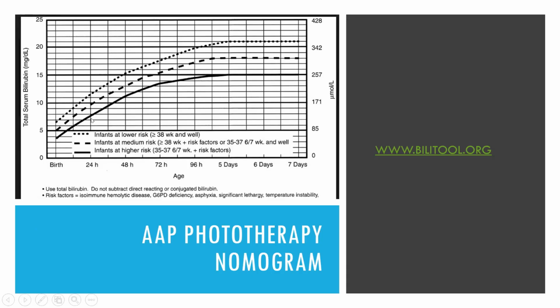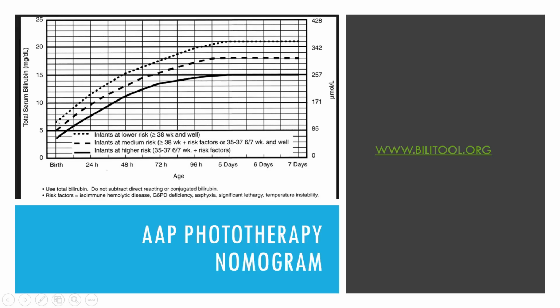This dashed line is infants at medium risk. So these are greater than 38-week babies plus risk factors, or 35 weeks to 37 and 6 weeks and well. So you have a 35-weeker that's a well-appearing baby, eating, keeping its temp up, pooping and peeing, doing all the things a term baby should do. You could possibly evaluate them at this dashed line, as opposed to this line down here.